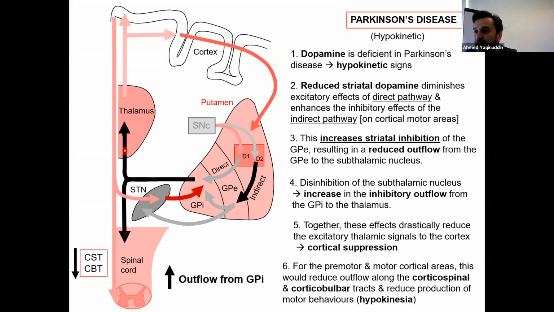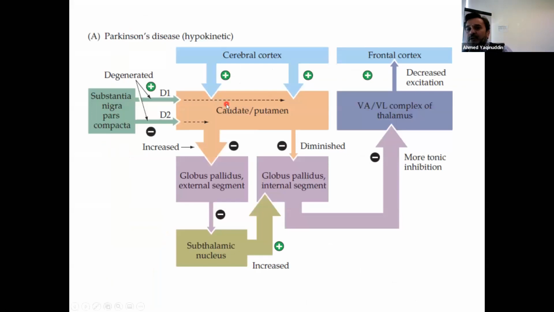If you see here, this is much more clear. You have degeneration of these neurons which are projecting into the striatum. So you cannot excite the striatum through the direct pathway through the D1 receptors. If there is decreased excitation of the striatum, you would not be able to inhibit globus pallidus interna. As a result, there would be more tonic inhibition of the thalamus.